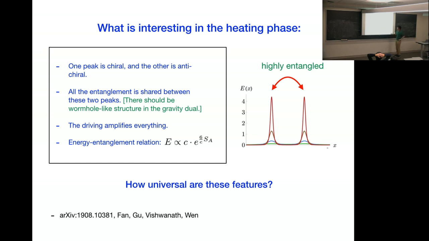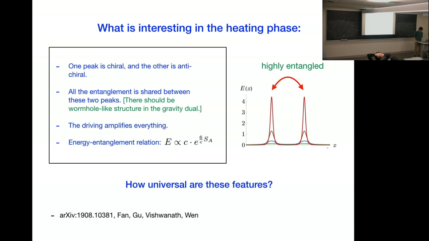Also, we found some amazing relation. The total energy of the system is proportional to the central charge times the exponential of the entanglement entropy. Because entanglement entropy grows linearly, the total energy always grows exponentially in time.